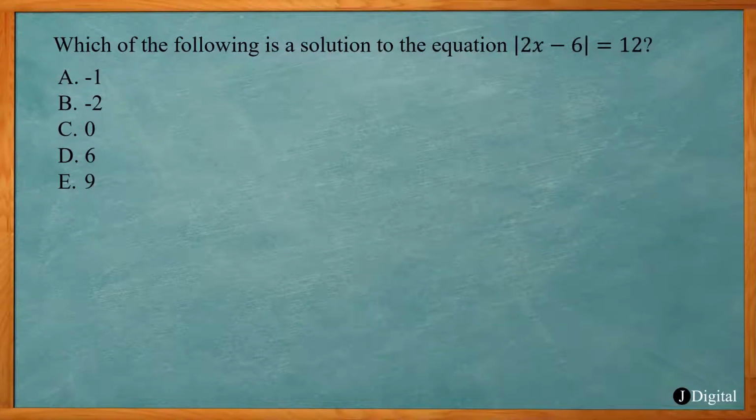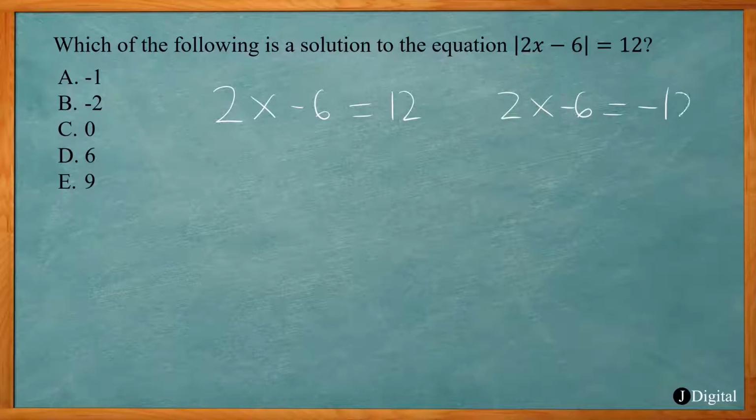Alright, so in this one it says, which of the following is the solution to the equation absolute value of 2x minus 6 equals 12? Okay, so again we need to set up two equations. You can set up 2x minus 6 equals 12, and 2x minus 6 equals negative 12. Add 6 to both sides. So you get 2x equals 18. Divide both sides by 2, so x equals 9.